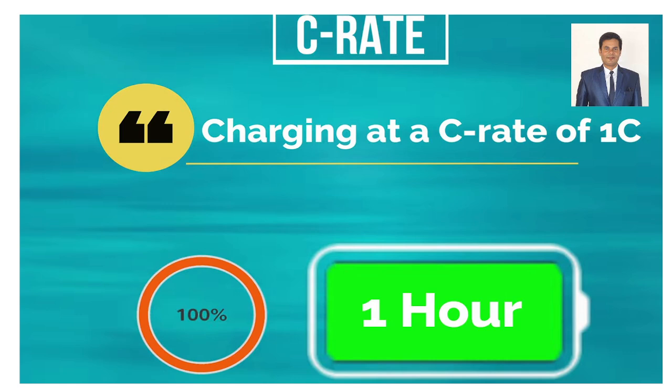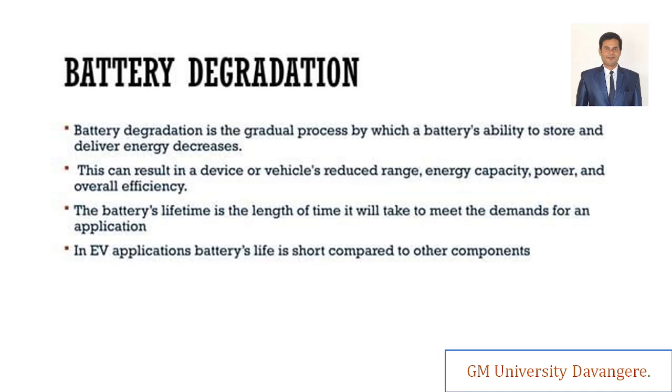If we don't charge properly, or if the battery loses its actual performance, right? It is supposed to charge to 100%, and it is not able to charge, and it is not able to discharge properly. It means that the degradation has started. So what is degradation? It is a gradual process by which a battery's ability to store and deliver energy decreases. The battery is not able to store the energy properly, and it is not able to discharge properly.